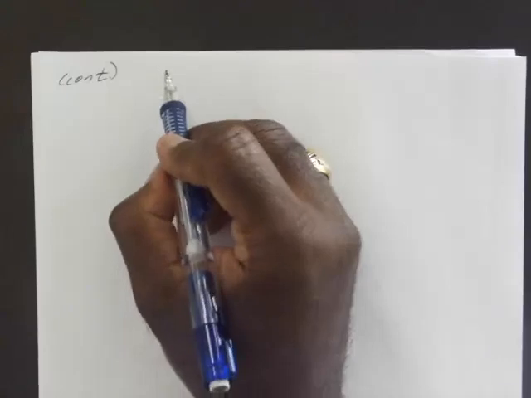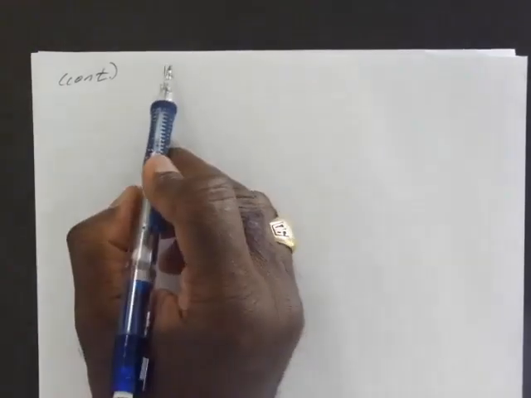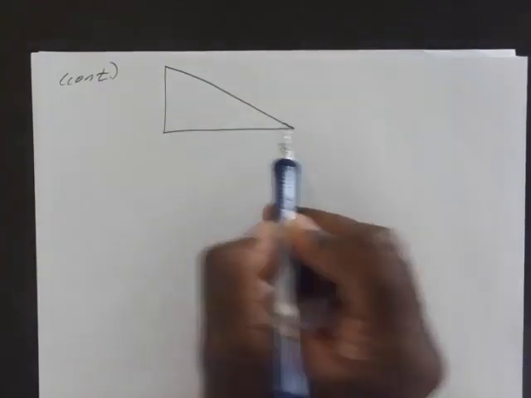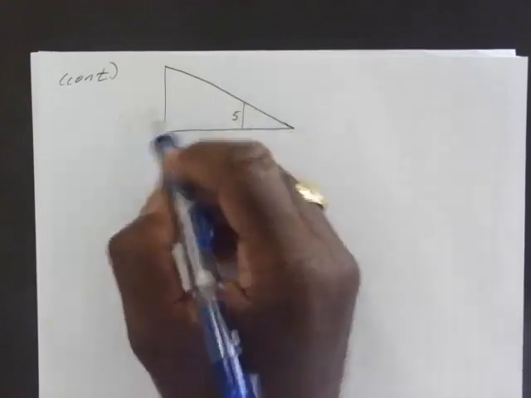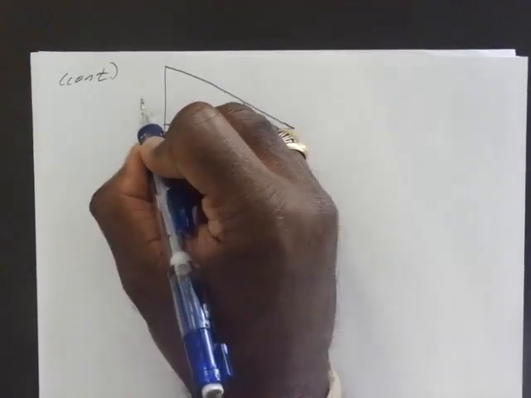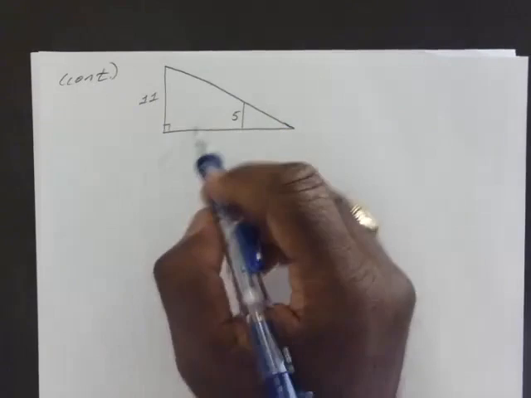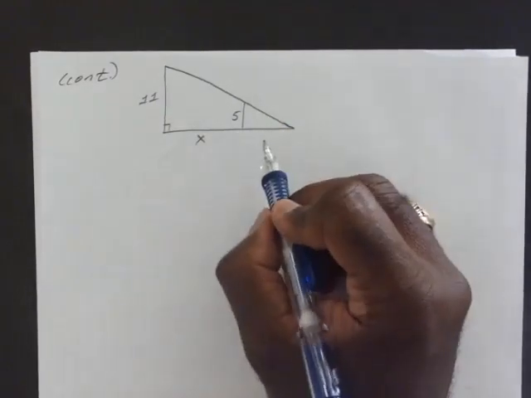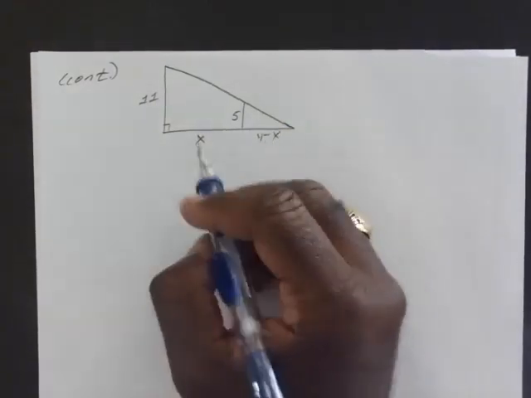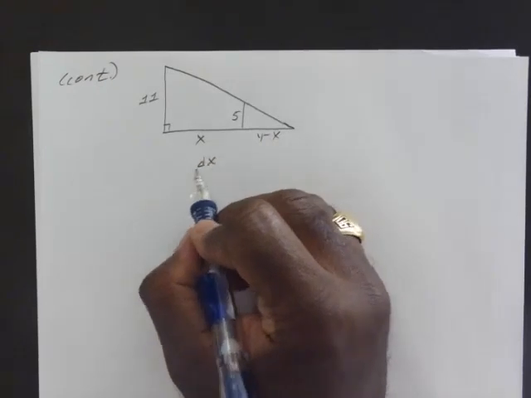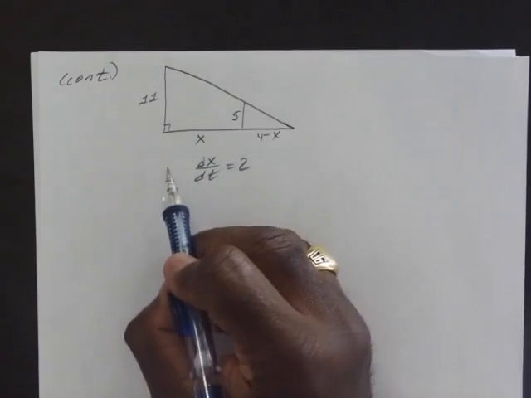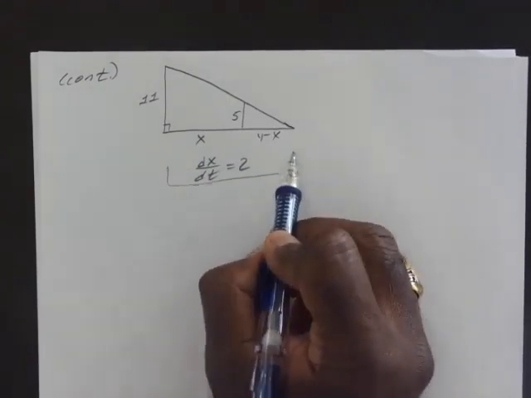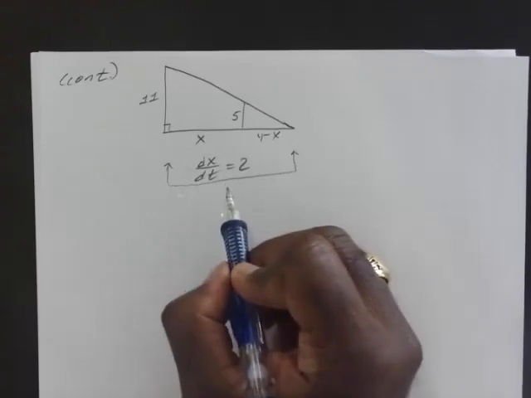Okay, let me just redraw the triangle really quick just to give us an image so we don't have to keep flipping back and forth. x, y minus x. Rate of change of x with respect to time is equal to 2. And the distance of the entire thing is y.